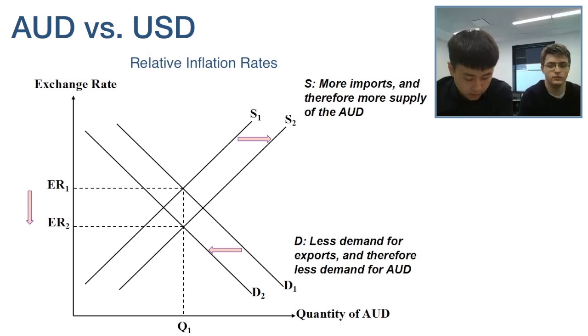And secondly, if people from other countries are planning to buy products from Australia, but because of the inflation the price in Australia is extremely high, they will buy from other places rather than Australia, which decreases the exports of Australia, and the demand for the AUD will go down. As a result, the exchange rate of the Australian dollar will go down.